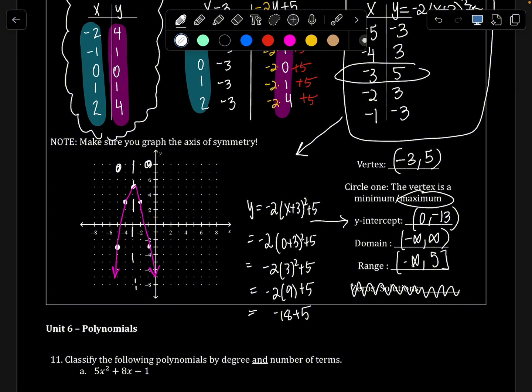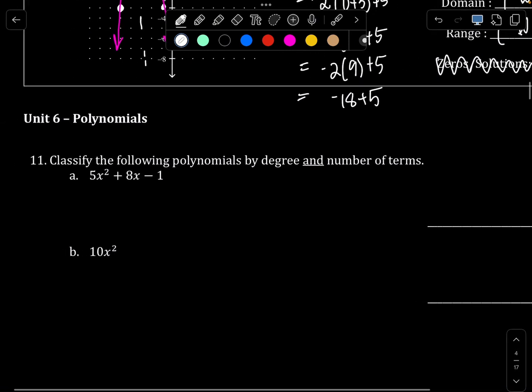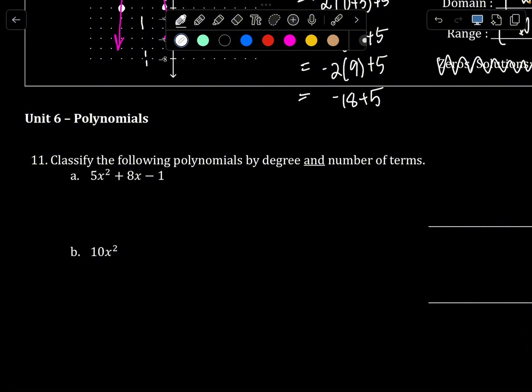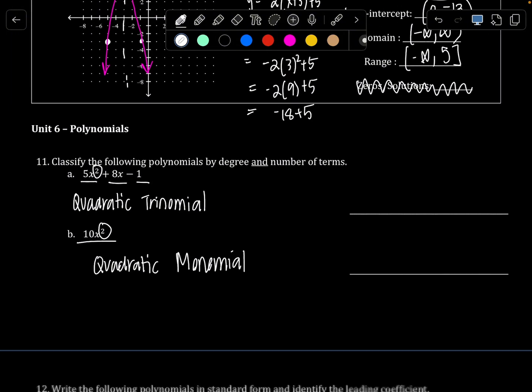Now, we did do the gallery walk in class, right? So the colorful papers are still up on the boards, which is great. But we need to classify the following by degree and number of terms. And I think a lot of you did that, right? Look at the number of terms: 1, 2, 3. And then always circle the highest exponent, which is a 2. If your highest exponent is a 2, that's quadratic. And it's 3 terms, trinomial. Quadratic trinomial. And then since there's only one term, it's a monomial. Turn the page whenever you're ready.